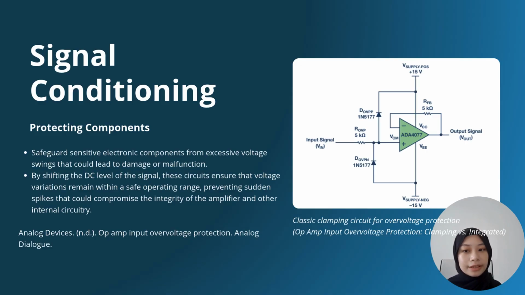And lastly, protecting components. In signal conditioning, these four properties help in protecting the components as they safeguard sensitive electronic components from excessive voltage swings that could lead to damage or malfunction of the device. By shifting the DC level of the signal, these circuits ensure that voltage variation remains within a safe operating range, and it prevents sudden spikes that could compromise the integrity of the amplifier and other internal circuitry.